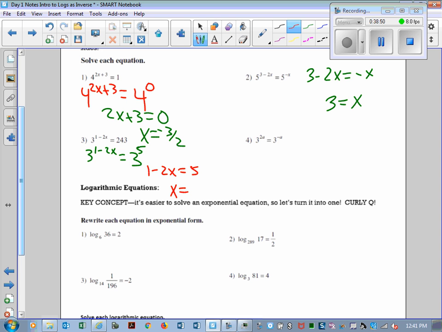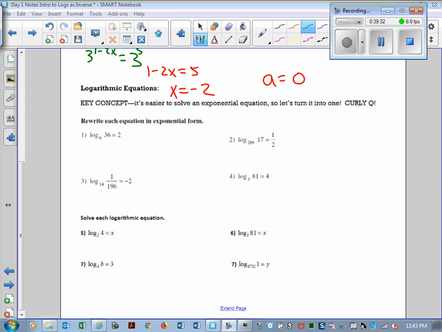But I'm going to let you do it. So what does x equal? -2. Okay, solve the last one. So a equals 0. Okay.